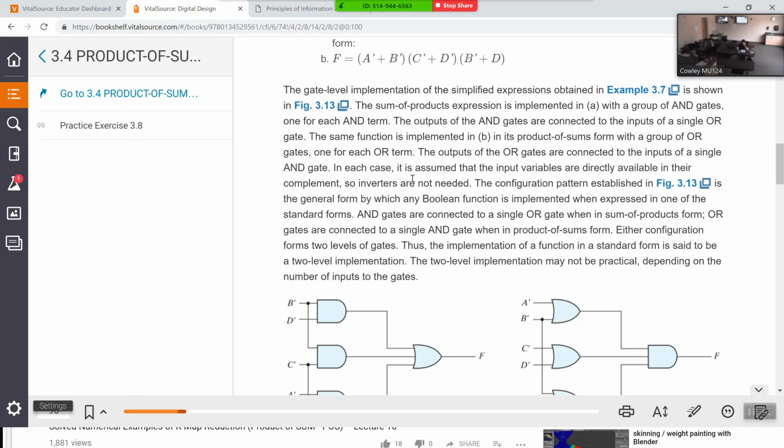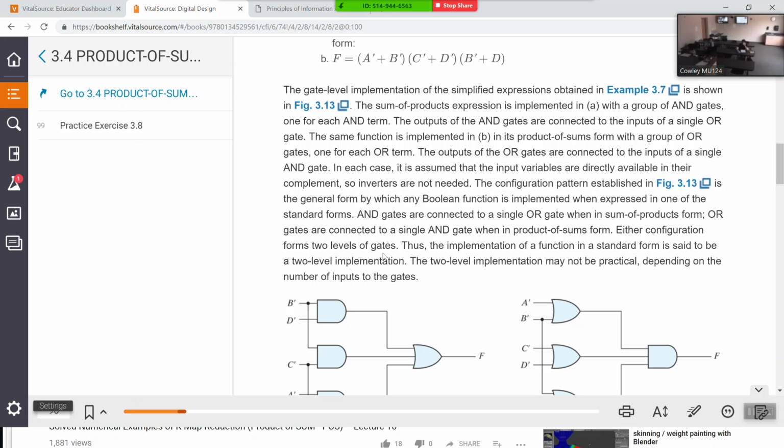Outputs of the OR gates connected to the inputs. Okay. In each case, assume the input variables are directly available in their complement, so that's why they don't invert them. Inverters are not needed. Configuration pattern established is the general form by which any Boolean function is implemented when expressed in one of the standard forms. AND gates are connected to a single OR gate when in the sum of products. OR gates are connected to a single AND gate when in the product of sum forms. So we're talking about this in symbol.